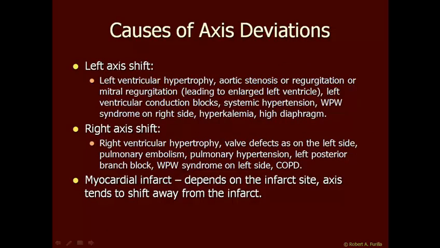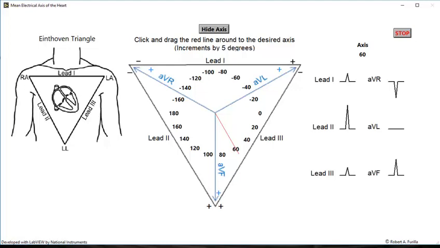If you hit pause, you can then sit and read some of the causes for these different deviations. Let me move on to the computer simulation, and we'll try a few of these. In this simulation, I'm looking at the protractor here, the Einthoven triangle, leads 1, lead 2, lead 3, and the augmented leads, AVL, AVR, AVF. And over here, I'm just plotting the R waves.